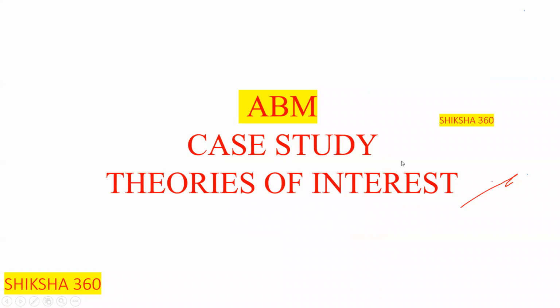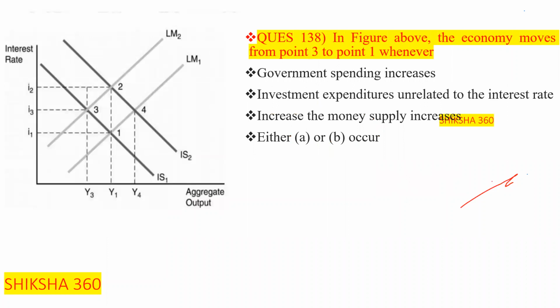Now we will discuss one or two questions on the basis of the theory of interest. Here they have given the interest rate, and this one is the aggregate output. Clear? Interest rate and aggregate output, both are given here.